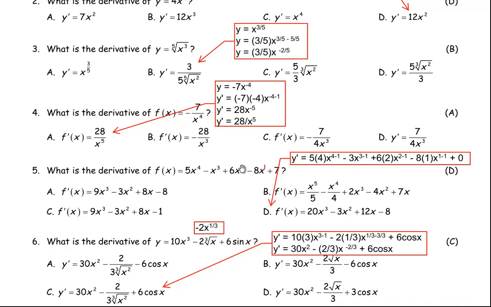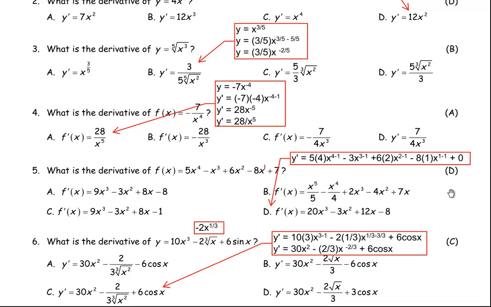And then the next one, the 2 comes down and multiplies by the 6, and we subtract 1 from the exponent. Notice it's 2 minus 1 up there. This negative 8x, the x really has an exponent of 1 on it, so the 1 comes down and multiplies by the negative 8, and then we subtract 1 from the exponent. So it was x, 1 minus 1 is going to be 0 actually. And I put this plus 0 in the end because the 7 is just a constant. There's no x there at all. Remember, the derivative of a constant is 0, so that's why I put the plus 0 in the end.